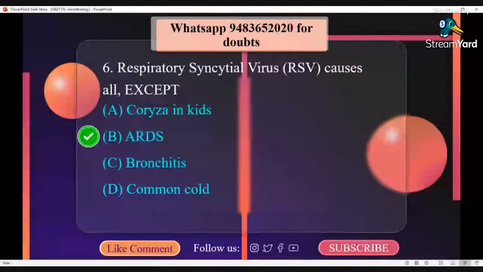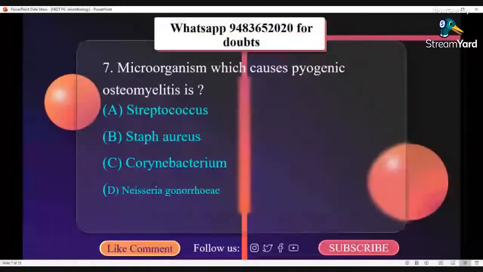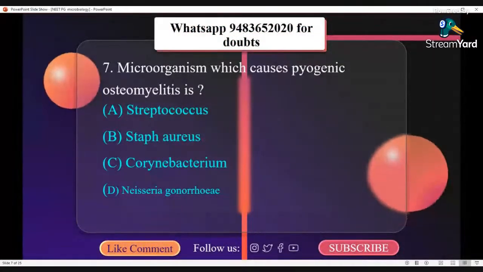Microorganisms which cause pyogenic osteomyelitis. It is B. Staphylococcus aureus.